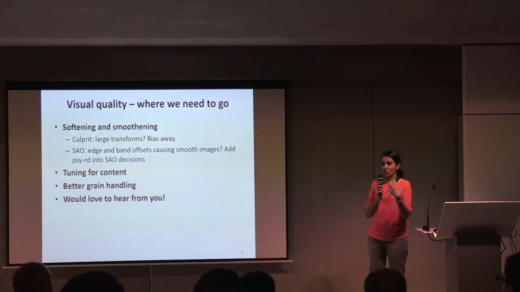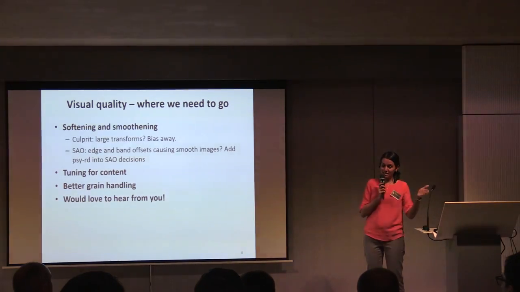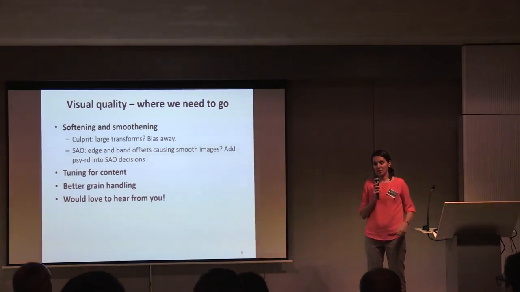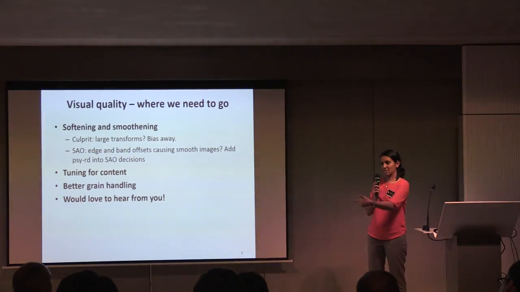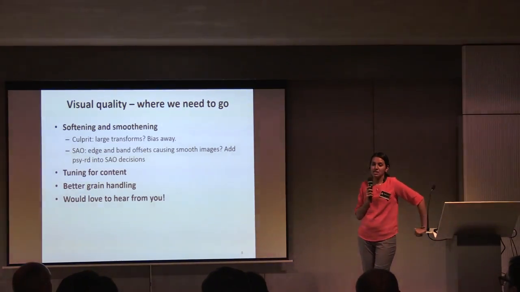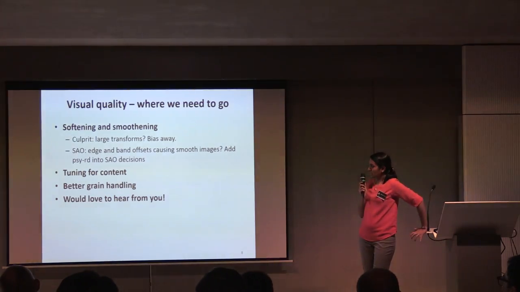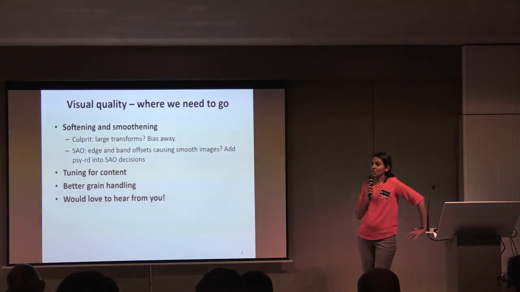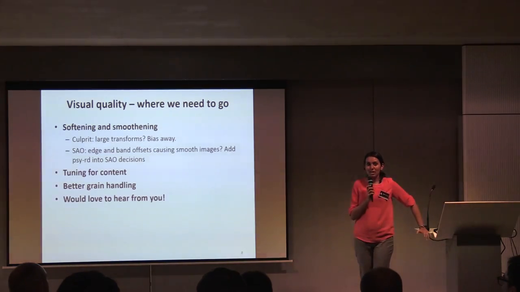So those predictors are not able to handle sudden scene changes where you have grain on one and no grain on the other. So you essentially need to go through the transition phase where the predictors catch up to the content. So tuning for content is again something that we would like to look at, better grain handling. And yes, any other visual quality issues that you've noticed, we would love to hear from you.